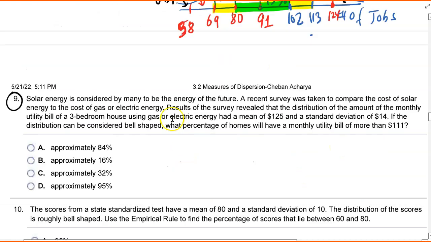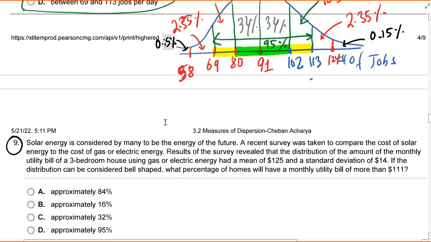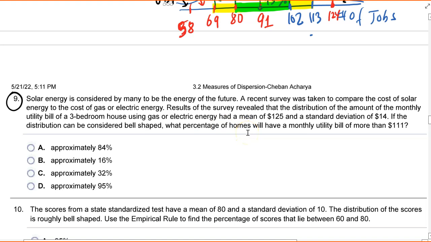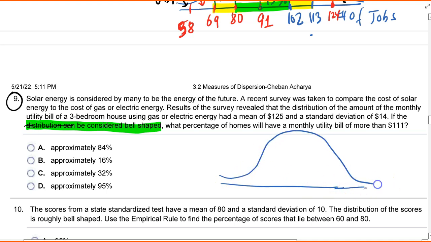Okay, let's do question number 9. It is exactly similar to question number 8, because you can see that the distribution is bell-shaped. If you read the question, it says the distribution is bell-shaped. As long as the distribution is bell-shaped, we just start making the bell-shaped curve like this, and here is the mean. This is the mean, and here 1 standard deviation, 2 standard deviations above, 3 standard deviations above, 1 standard deviation below, 2 standard deviations below, 3 standard deviations below.